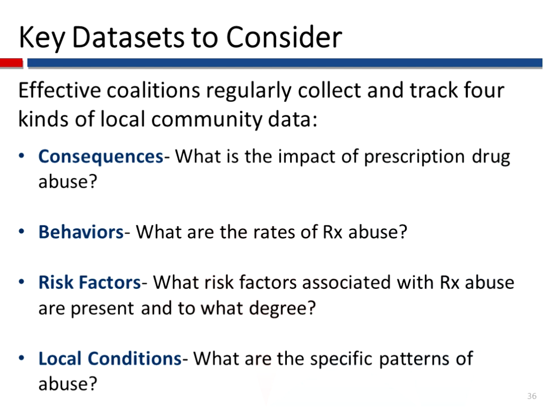And typically we tell coalitions that they are going to track 4 kinds of data, right? And some of this data you saw presented at the national level. So for example, when we're talking about emergency room deaths for prescription drugs, that would fall under the first category of consequences. And we need to track consequences as a coalition, obviously, because that is what we're trying to prevent, right? We're trying to impact the negative consequences that prescription drugs are having in our community.